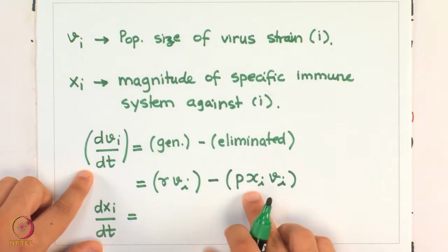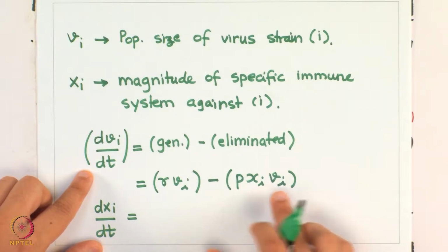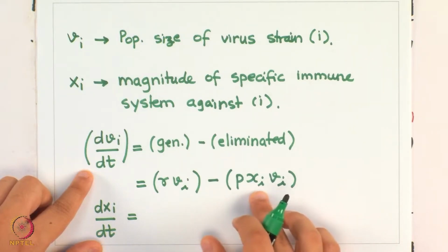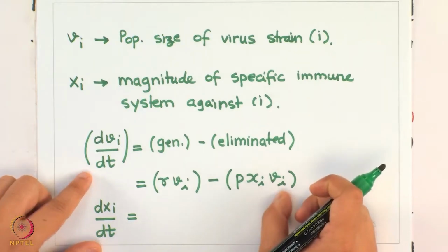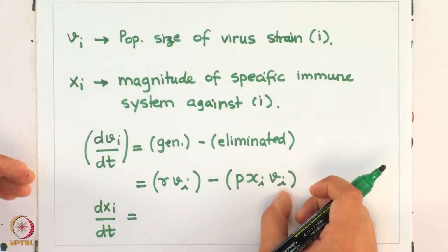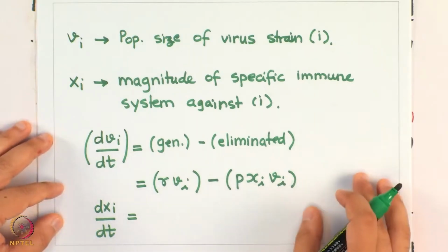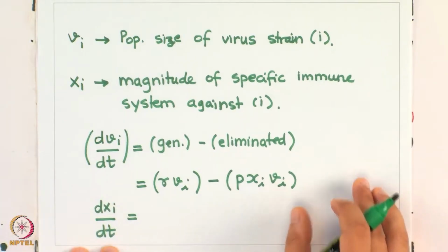So, if Xi is equal to 0, that means there is no immune response against this strain i of virus. Then you have a case where viruses are not being eliminated because there is no immune response against that virus to eliminate it. On the other hand, if Vi is equal to 0, that means there is no virus of this strain i, then also elimination is 0 because there is no virus to be eliminated. So, this is a basic model that we start with.